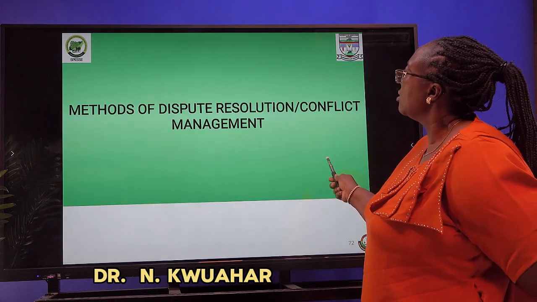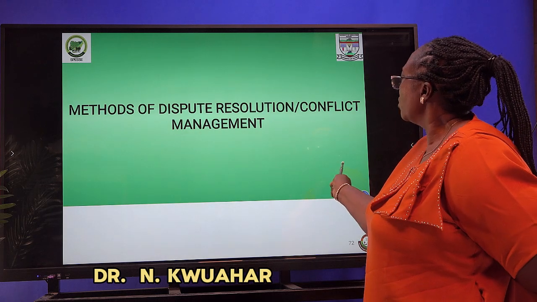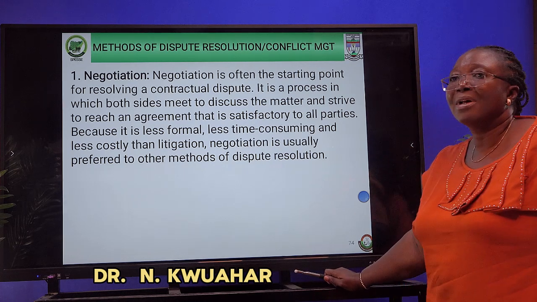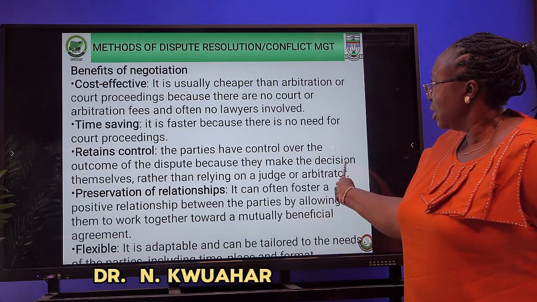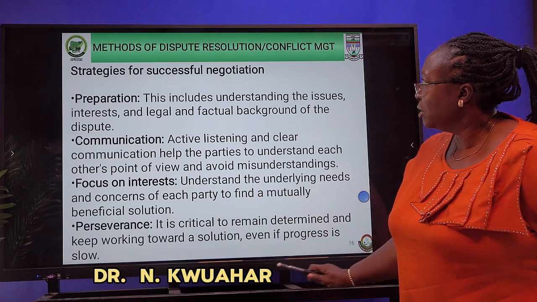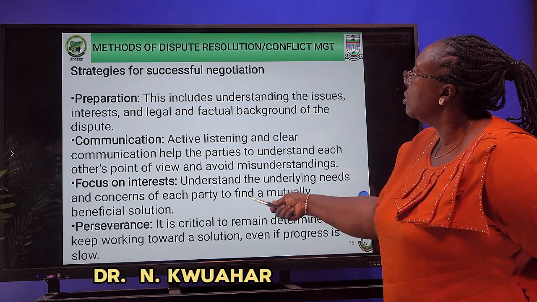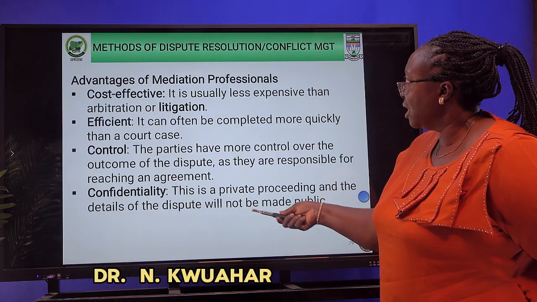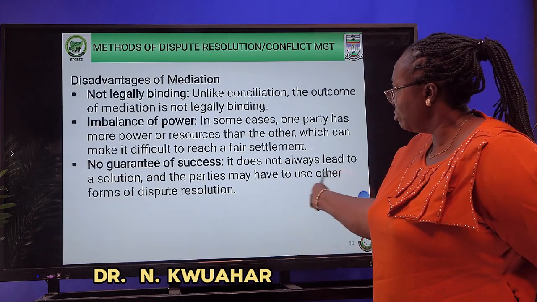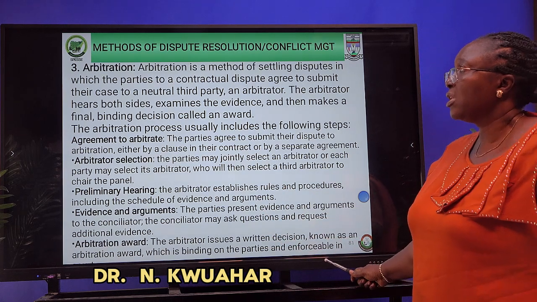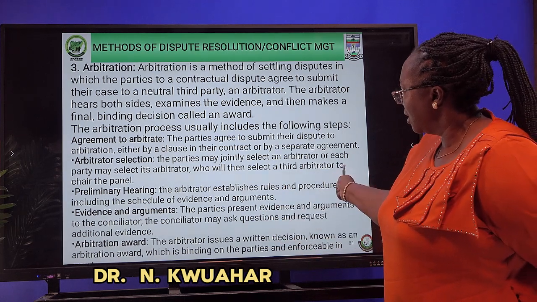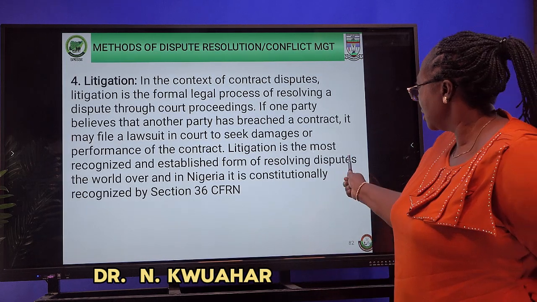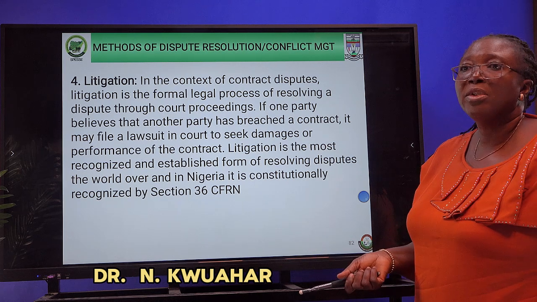So it is expected there are also methods that can be adapted in resolving conflicts, and these include negotiation, and there are benefits that the negotiation method also avails. There is also the mediation method that can be adapted. We also have, under advantages of the mediation method, the issue of cost effectiveness. You can also adapt the arbitration method. And lastly, you can adapt the litigation method, as the case may be. And that should actually be the last resort.